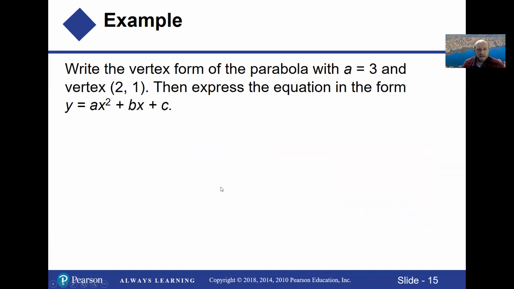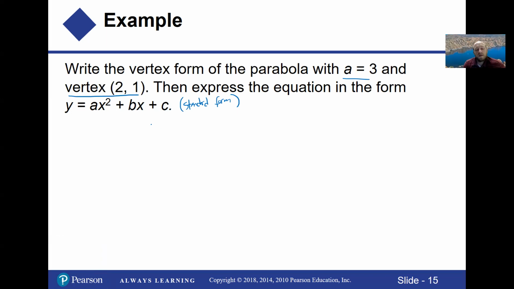All right. So now we're going to be doing the opposite. We're given our vertex, we're given the a value, and we're going to express this equation in this form. This is our standard form of a parabola, right? So we're going to express it in standard form. But first, what are we given? We're given an a value and we're given a vertex.